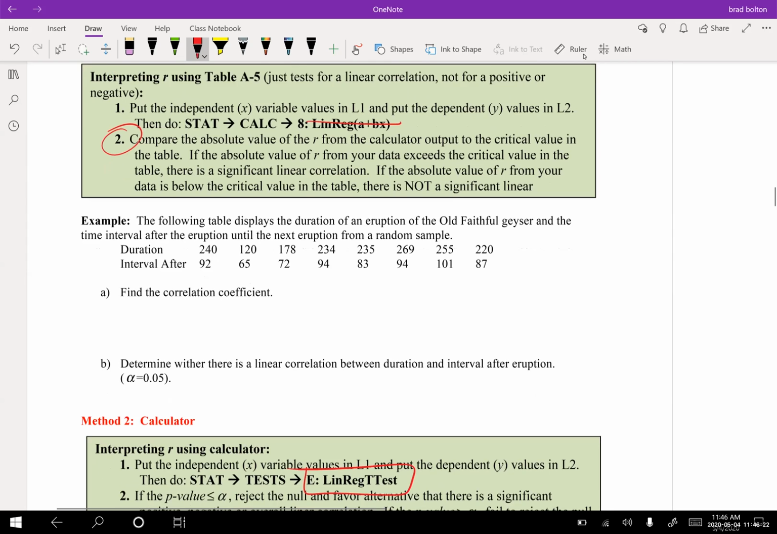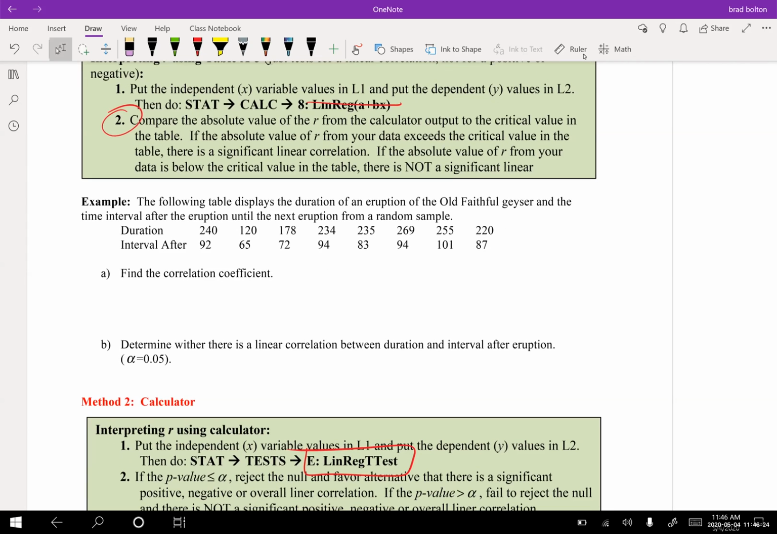Okay, so what we're going to do is look at this problem and go through it. So remember, this is method 1 using the calculator approach; for both methods 1 and 2, I'm going to use linear regression t-test. So it says the following table displays the duration of an eruption of Old Faithful geyser and the time interval after eruption until the next eruption from a random sample. So basically they're trying to see if there's a relationship between how long until it erupts again versus how long it erupted for, okay? I'm assuming this is in minutes. They don't really say.